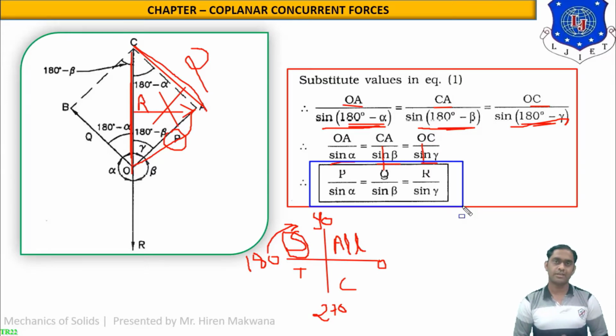So stay tuned and we will start Lami's theorem numericals in the next lecture. Till then you must remember this Lami's theorem, repeat this video again and again and resolve your doubts with the help of this video. Lami's theorem is very important from the exam point of view. Just solve this at any cost. We will start numericals in the next lecture. Thank you very much, students.